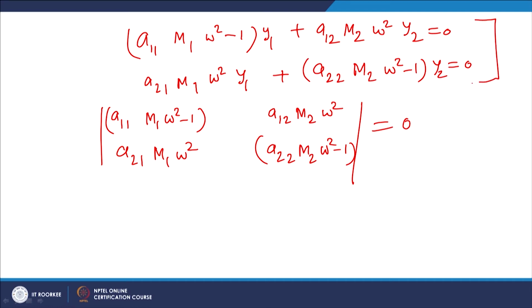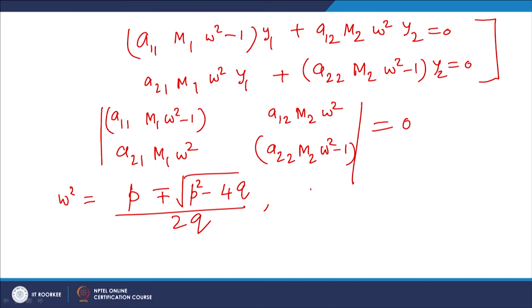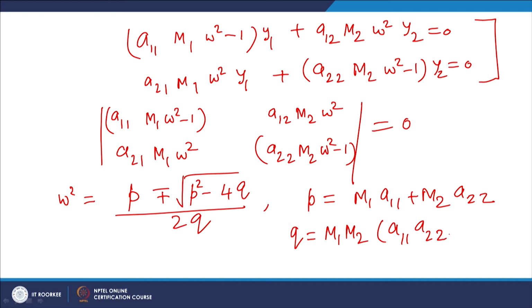to satisfy this equation, and from here we can solve for omega, and when we solve for omega, so omega square equal to p minus plus root p square minus 4q upon 2q, where p equal to m1 a11 plus m2 a22 and q equal to m1 m2 a11 a22 minus a12 square. Here a12 is equal to a21. So influence coefficient a12 is equal to a21.